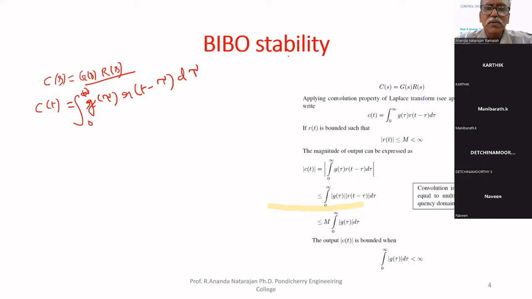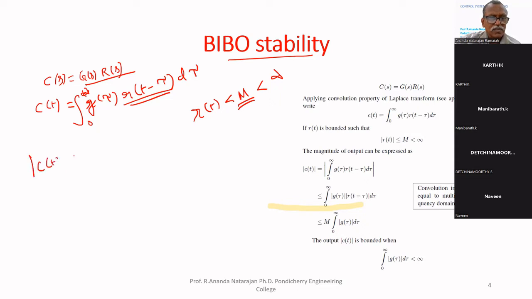What is BIBO stability? Bounded input: R of T minus tau is bounded. That is, modulus of R of T is less than M, less than infinity. M is a measurable quantity. R of T is measurable, bounded input. Therefore, what I can write is modulus of C of T equals modulus of the integral from 0 to infinity of G of tau, R of T minus tau, d tau.